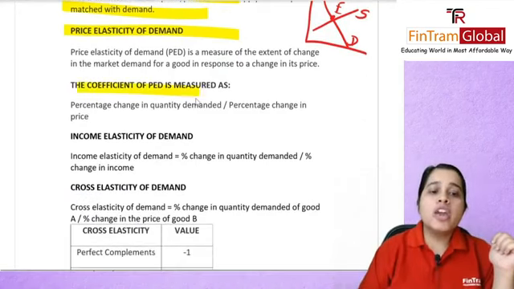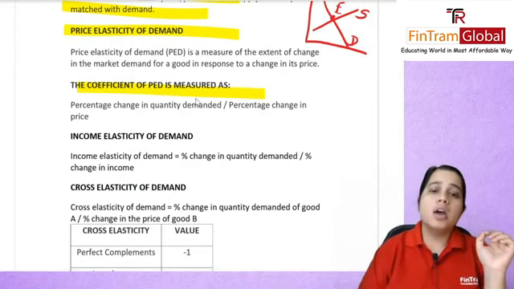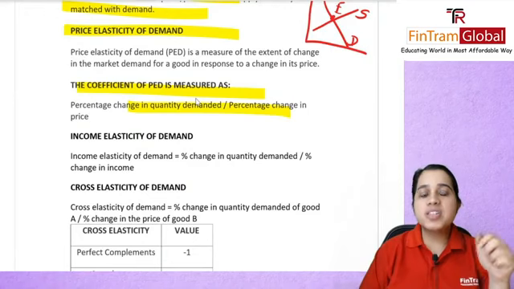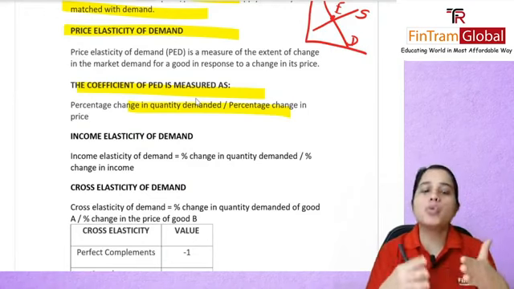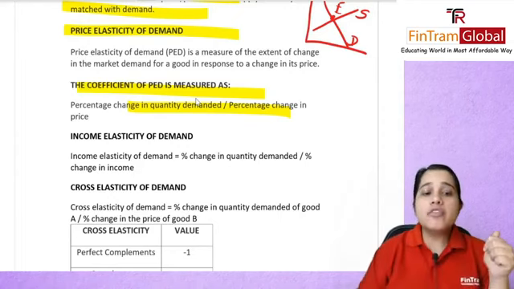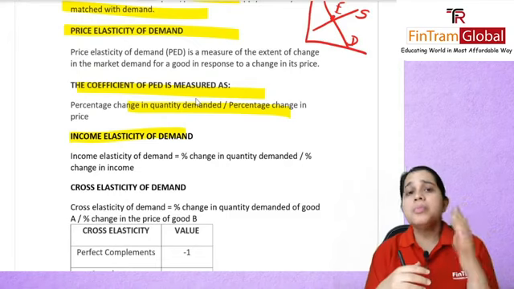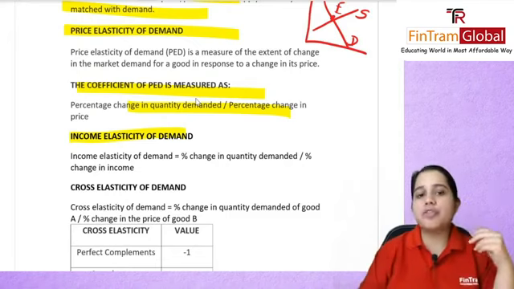Then you have your coefficient of PD. The formula was basically the percentage change in quantity demanded divided by the percentage change in price, and by doing that you can find out the coefficient of PD, that is your price elasticity of demand. You have your income elasticity, percentage change in quantity demanded divided by percentage change in income, now instead of price.